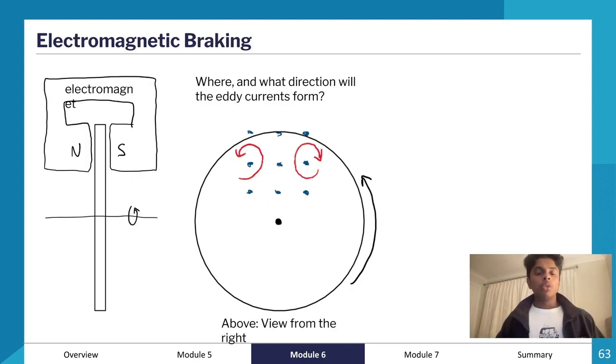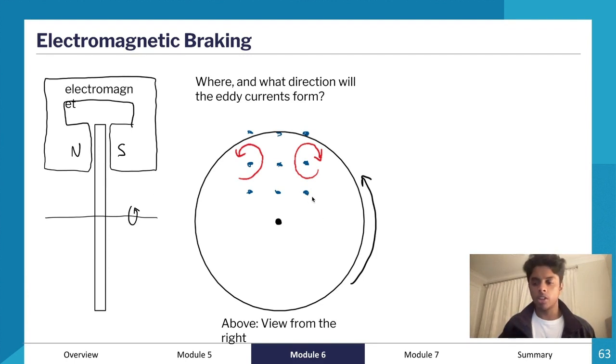We can now move on to electromagnetic braking, which is an application of our understanding of eddy currents. So this is kind of what it will look like in a car or a train or wherever electromagnetic braking is used. We have an electromagnet that can be turned on or turned off. When we want to brake, we'll turn the electromagnet on and induce this magnetic field on it. This will generate eddy currents.